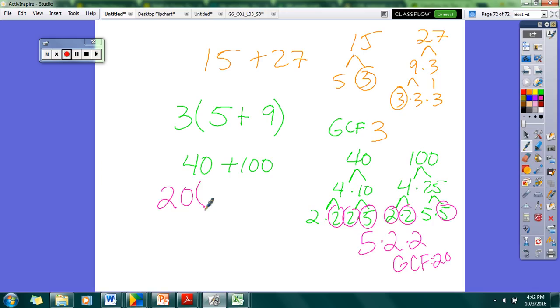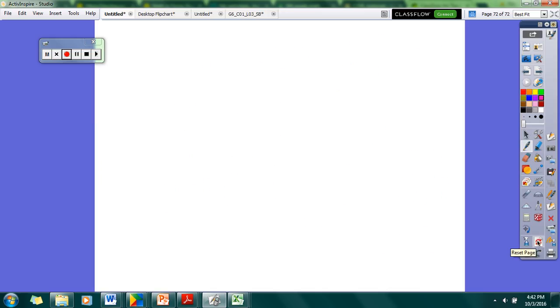How many times does 20 go into 40? Twice. Plus, how many times does 20 go into 100? 5 times. Okay? Now I'm going to try one with the variable. If I have 48x plus 72, okay? I'm going to find the GCF of both whole numbers.